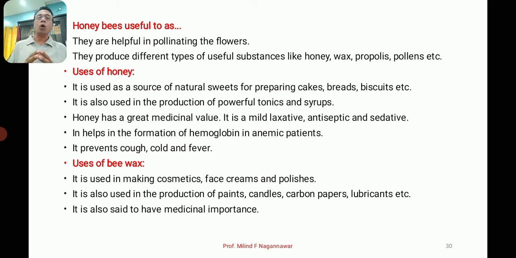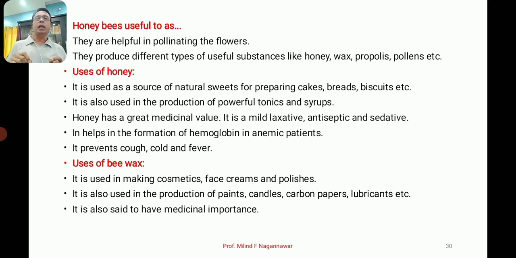Now the honey also has some medicinal value. It is a mild laxative, antiseptic, and as well as sedative. It helps in the clearing of the bowel. Is it clear? That is, it is a mild laxative. It is a sedative, and as well it acts as an antiseptic.